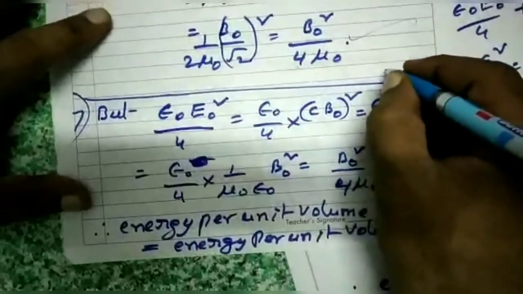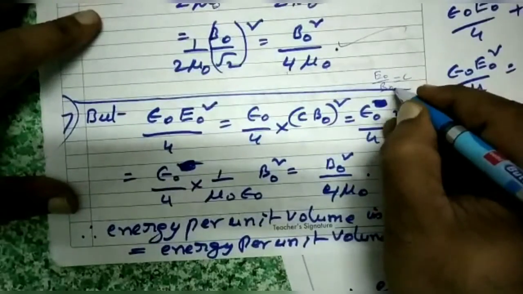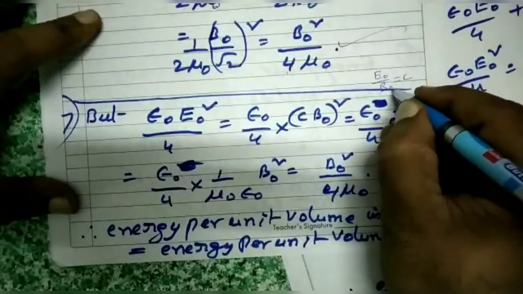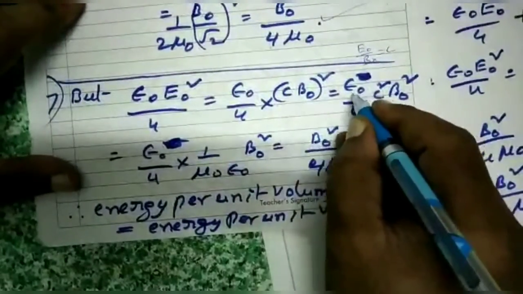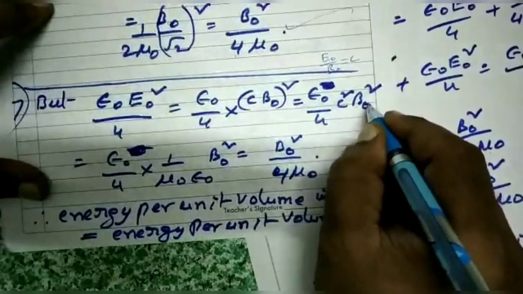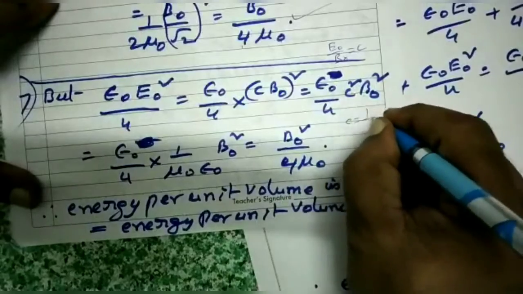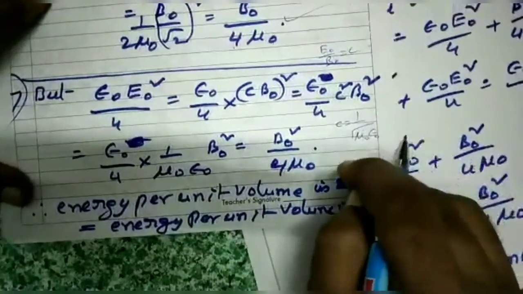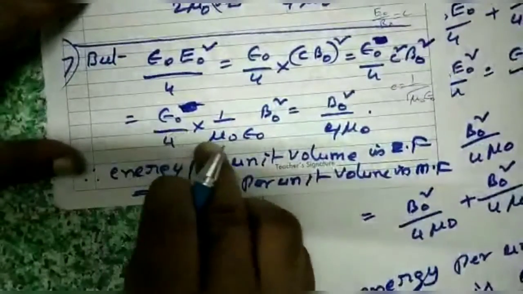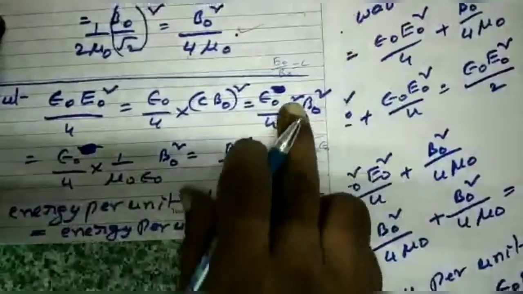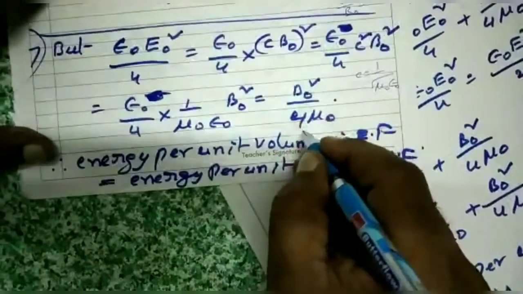But E naught by B naught is equal to C. This is one of the properties of the electromagnetic wave. From this, E naught is C into B naught. So E naught is replaced with C into B naught. Square is there, so square. Then this becomes epsilon 0 by 4 C square B naught square. But the light speed C is 1 by root mu 0 epsilon 0, which we already studied. That is why C square will be 1 by mu 0 epsilon 0. So we replace C square, and epsilon 0 by 4 times 1 by mu 0 epsilon 0 times B naught square. Then epsilon 0 gets cancelled. So we get B naught square by 4 mu 0.